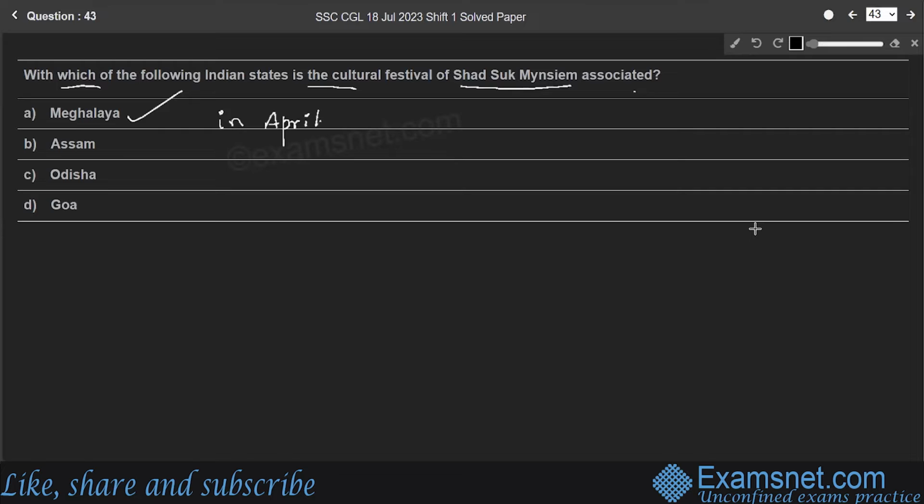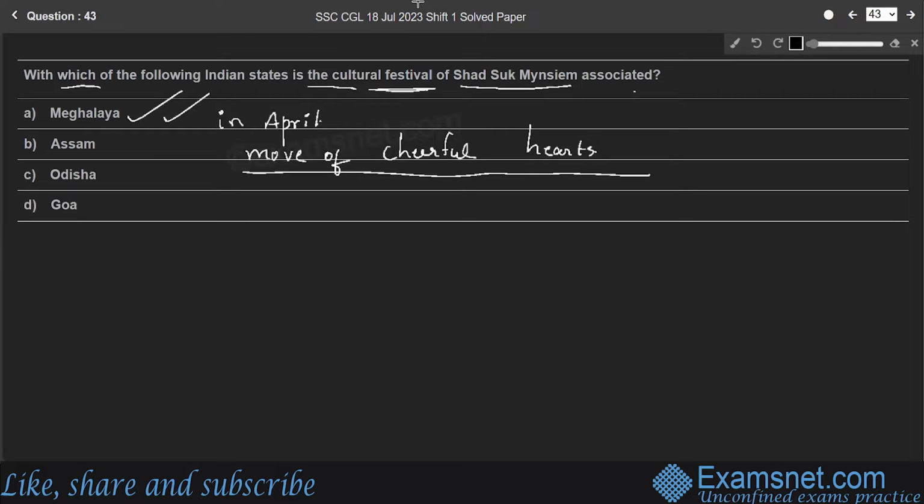every year for thanksgiving to Mother Nature, for a good harvest and for fresh sowing of seeds. This is an extraordinary celebration, also known as the Dance of Cheerful Hearts. Therefore, this cultural festival is associated with Meghalaya. Option A.